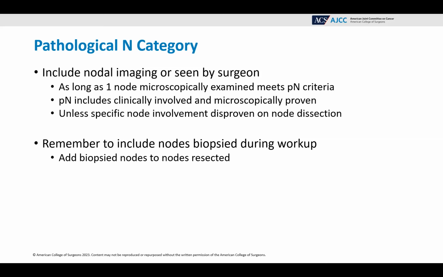Another caution, remember to include lymph nodes biopsied during the diagnostic workup. So if you had some nodes biopsied during that diagnostic workup, you need to add them to the lymph nodes that were resected. Don't forget to put together that whole picture and not just look at the path report from the surgical resection.